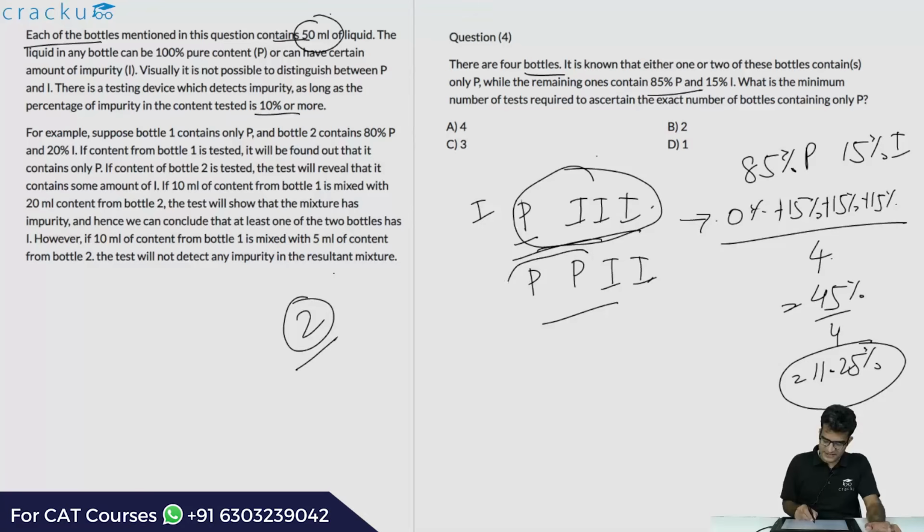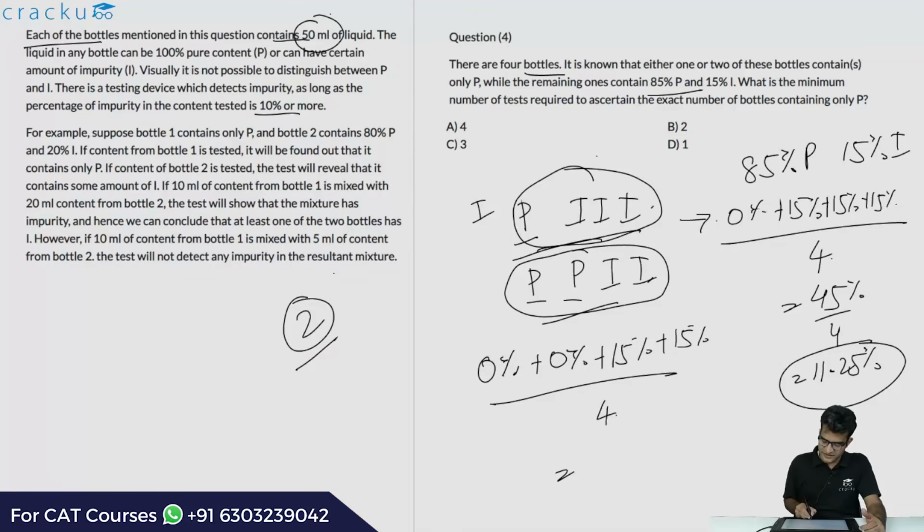In the second case, suppose at the start there were 2 bottles which are pure and 2 bottles which are impure. What is the percentage impurity in the sample? It will be 0% in the first bottle, plus 0% in the second bottle, plus 15% in the third bottle, plus 15% in the fourth bottle, divided by 4. This will be equal to 7.5%. Now because this is less than the threshold of 10%, when a test is done, this is going to return that the sample is completely pure.